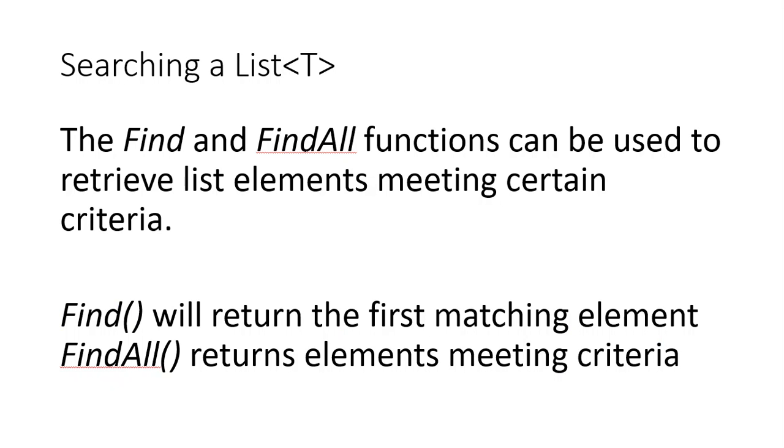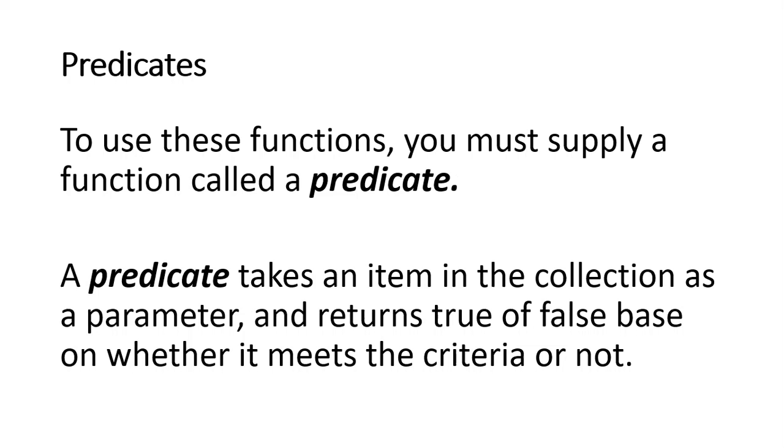How do you say, okay, I want all of the students with a GPA greater than 3.0, or I want to find all the people who are likely to live past 80 or something like that? How do you provide some way as a parameter to these functions that will allow the internal search function, or the internal find or find all function, to retrieve the elements that you want? And that's where something called a predicate comes in.